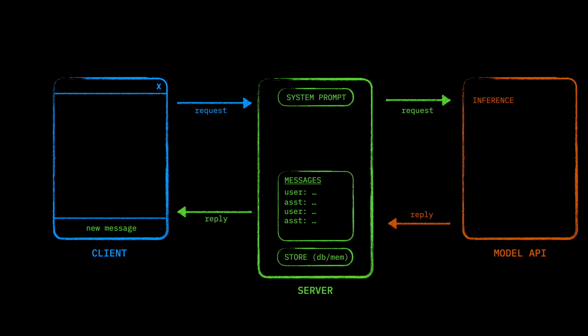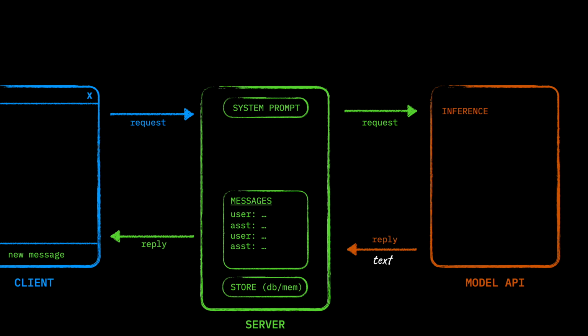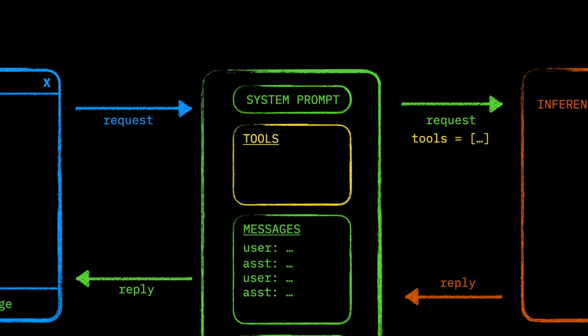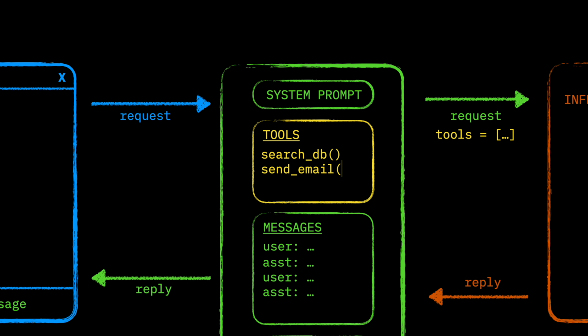So far, the model could do only one thing: respond with text. It couldn't look anything up. It couldn't take action. It couldn't reach outside its own training data. This was the case until the API evolved and added a new field to the request: tools. The server now declares, alongside the system prompt, a list of functions the model is allowed to call. Each one has a name, a description, and a schema for its arguments. Search a database, send an email, look up the weather, whatever the developer exposes.